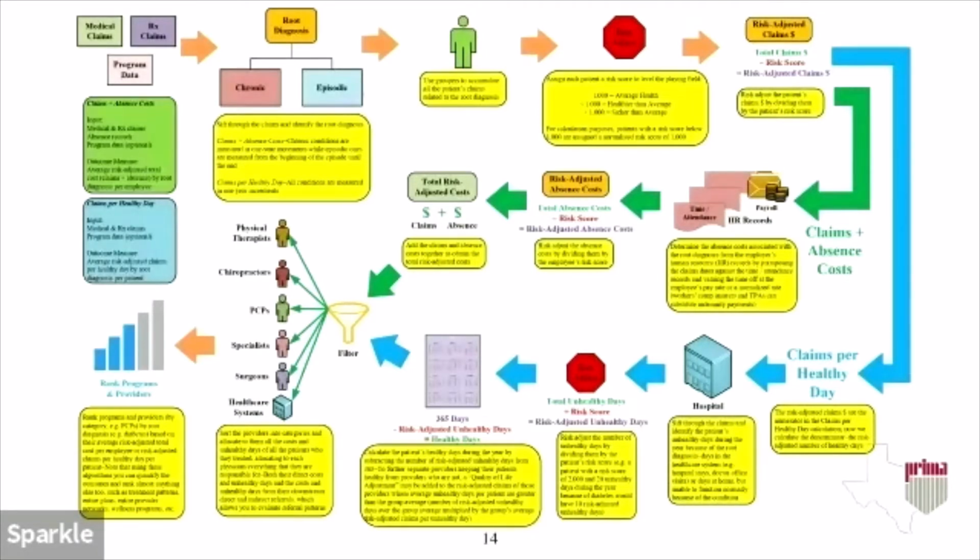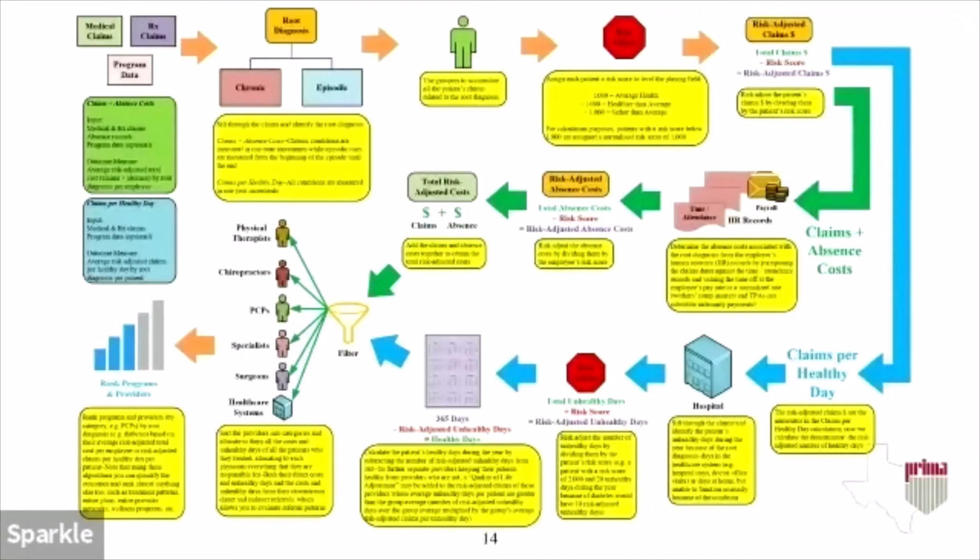Let's look at the green arrow first for the claims plus absence cost solution. We've got the claims. Now we take the dates of those claims and we juxtapose those against the employer's HR records, the time and attendance records, and we spot the medical absences related to those claims. Then we value those absences at either the employee's actual rate of pay or a normalized rate.